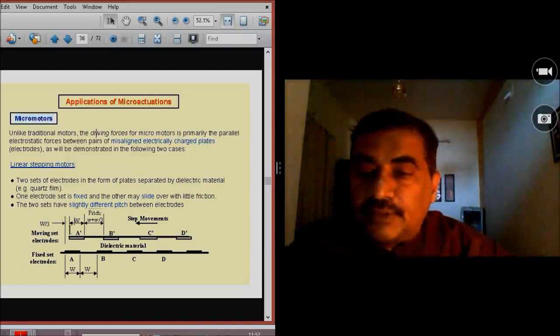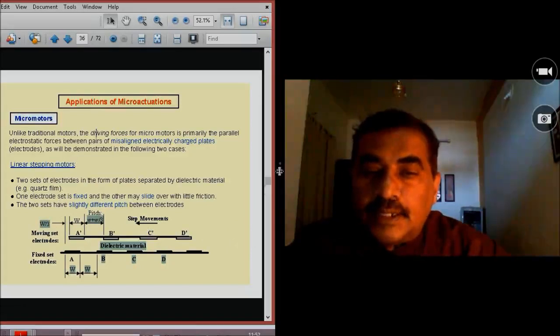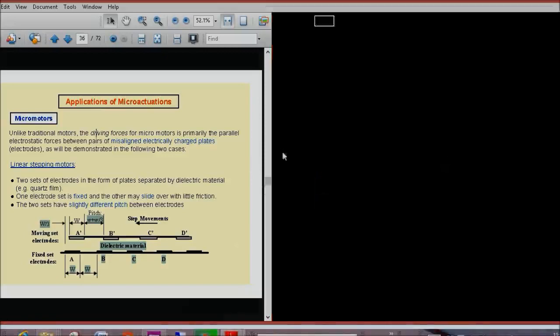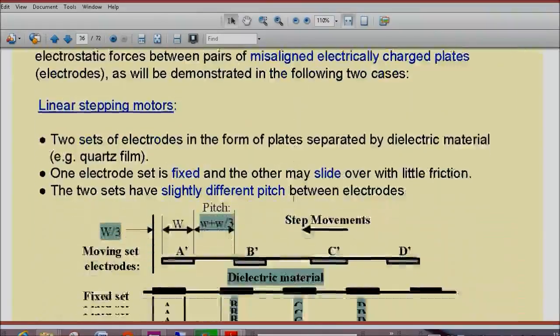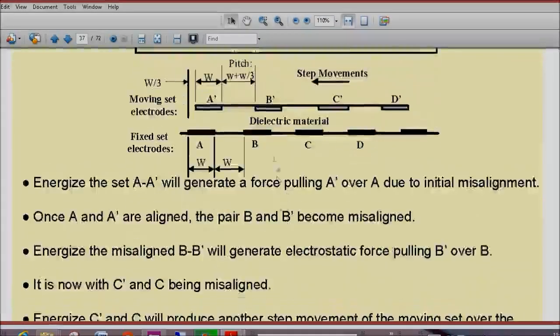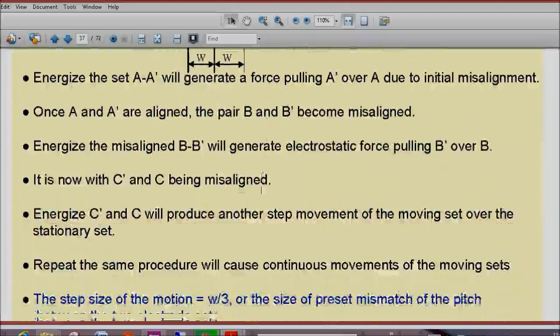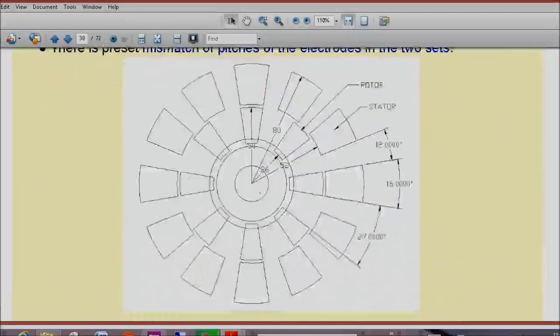force. The figure that you are seeing focuses on the linear motors, and we also focus on this. This is all the explanation about the linear micromotors, and we also have an explanation on the rotatory micromotors. So this explanation we will see in detail in the micromotors.